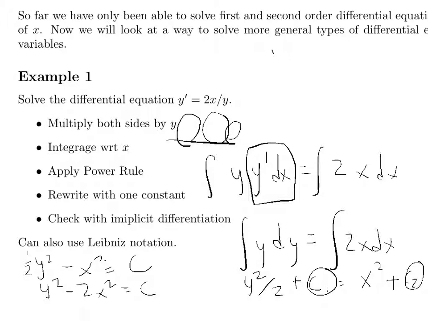Okay. If we wanted to check this, we would use implicit differentiation. Remember, that means take the derivative of both sides. If you take the derivative of a y with respect to x, you have to use the chain rule, okay? All right, so that was example 1.